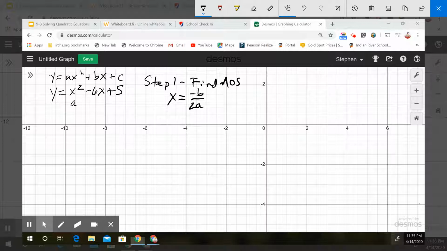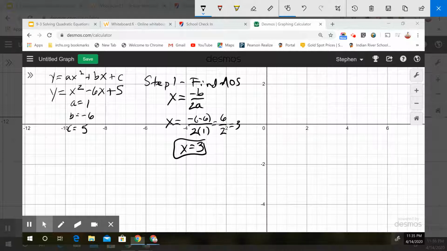So let's identify a, b, and c in this quadratic equation. A is 1, b is negative 6, c is 5. And we're just going to plug a and b in here and get the axis of symmetry. It's negative of negative 6 all over 2, and a is 1 there. Negative of negative 6 is positive 6. 2 times 1 is 2. The axis of symmetry is x equals 3. That is the equation of the line.